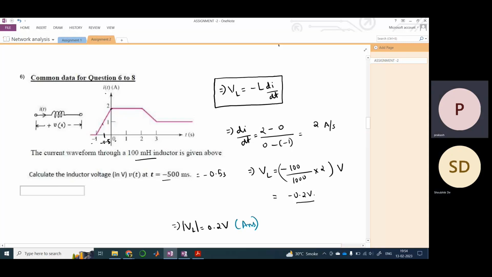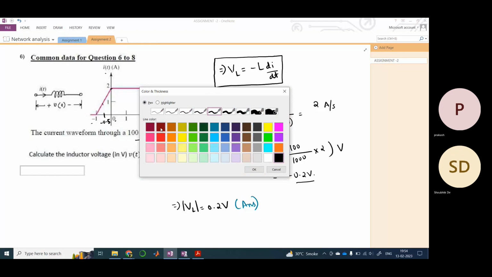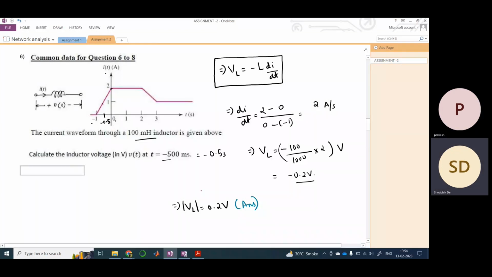See, let me use another color. From t equals minus 1 second to t equals 0 second, what is my current? It is increasing linearly. You don't have any doubt in that, right? No, sir, there is no doubt. The current is linearly increasing.